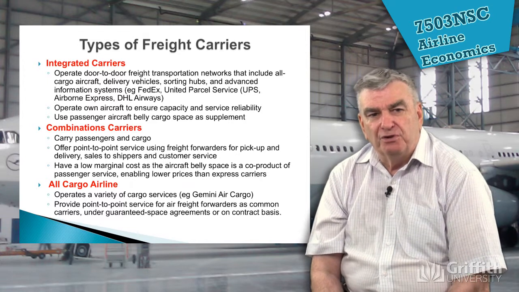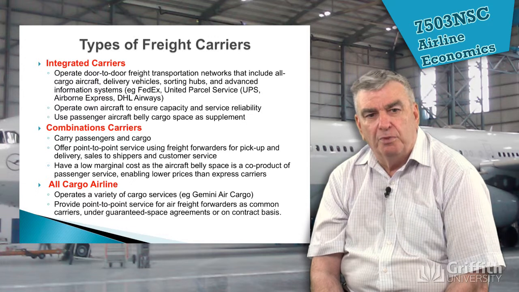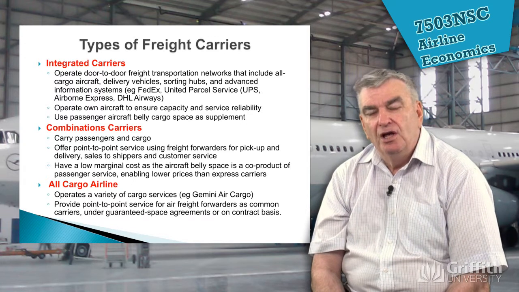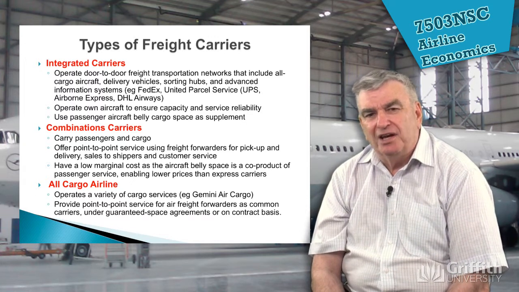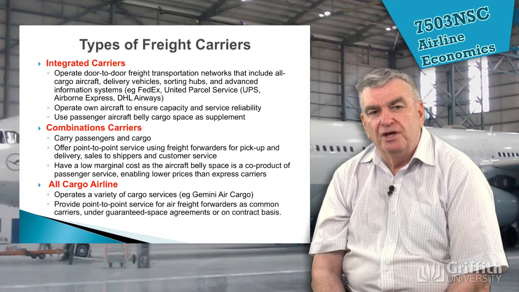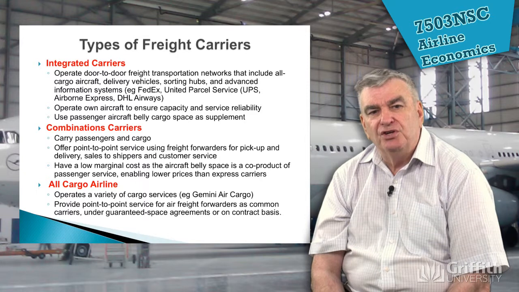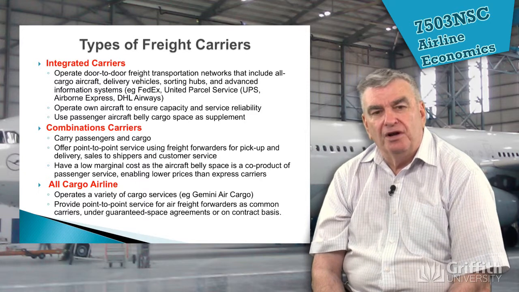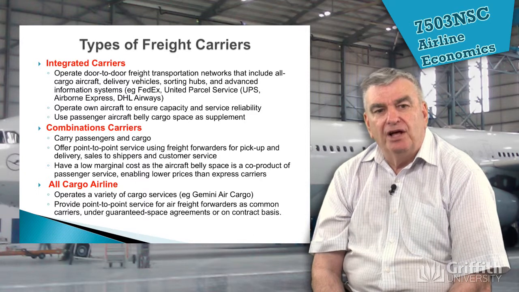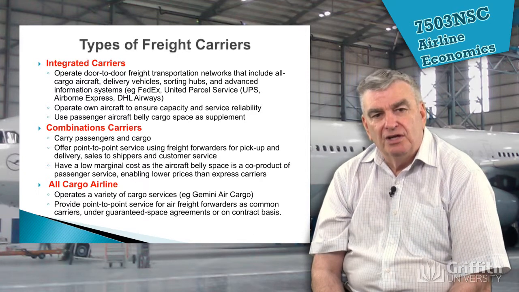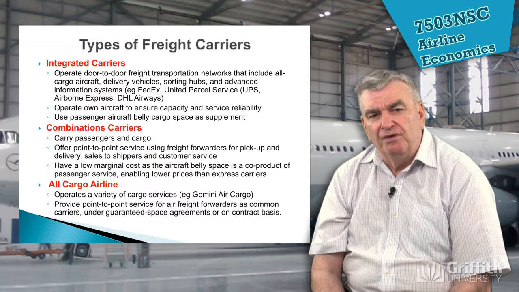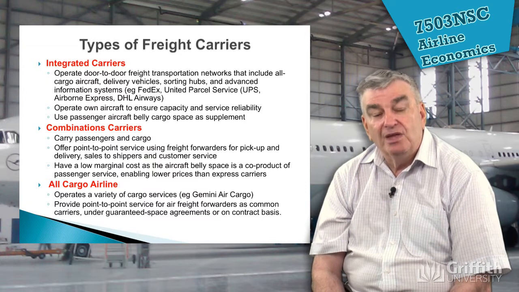We'll look at the different types of freight carriers, and we get the integrated carriers. These are the FedExes, the United Parcel Services, DHL. These are people who are set up to carry freight from door to door. That is, they'll pick it up from your home and they'll take it and process it through and then put it on an aircraft, move that aircraft across the world if need be, and they'll deliver it to the door at the other end. This requires a fair amount of infrastructure to set up.